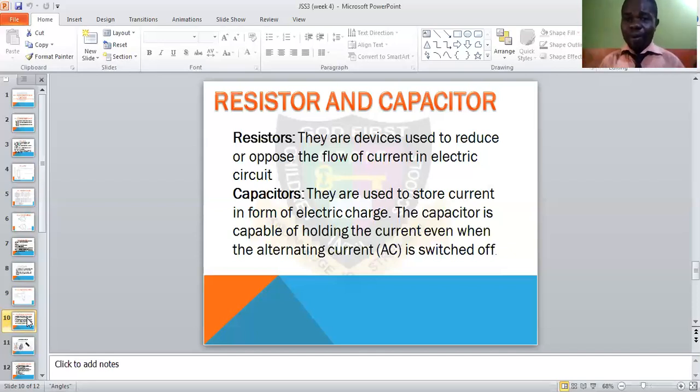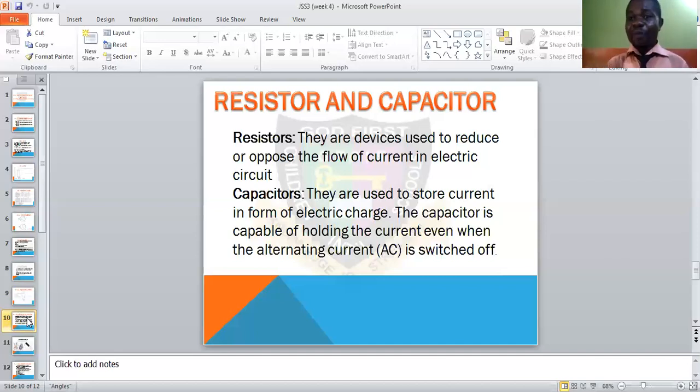Unlike your bulb, when there is light, the bulb will be on. Then when there is no light, the bulb will not be able to give you light. So this one will store the charge. When the light is off, you can switch it on and it begins to work. That's what you see in solar power panels, solar engines, and so many others.